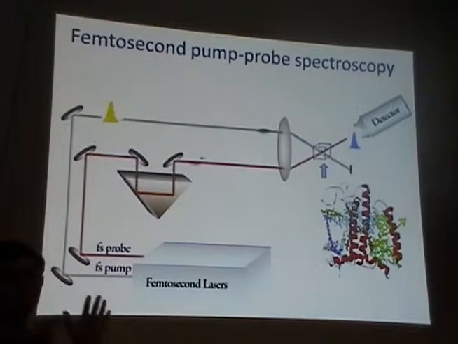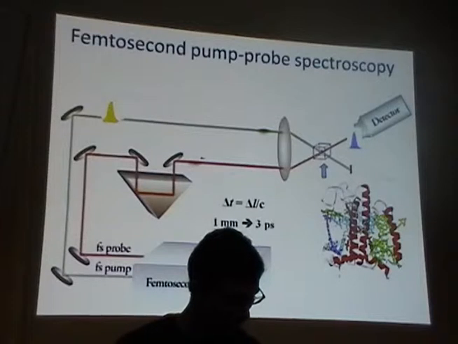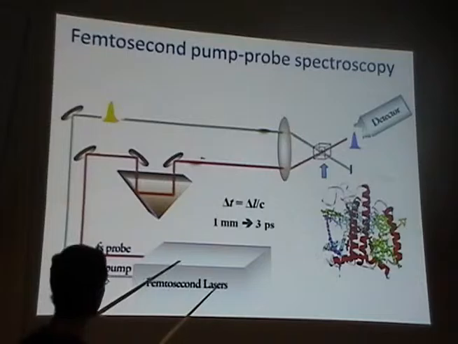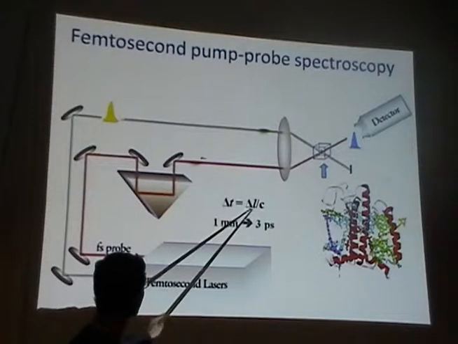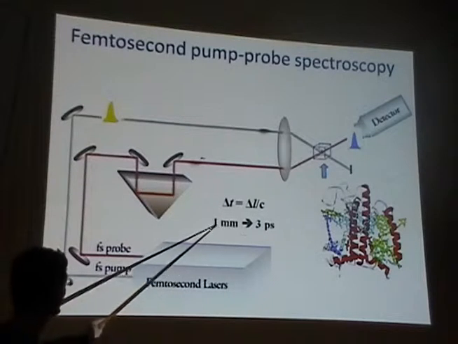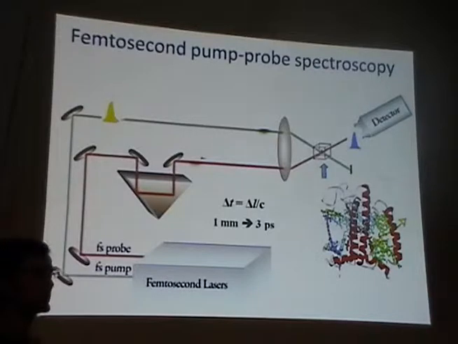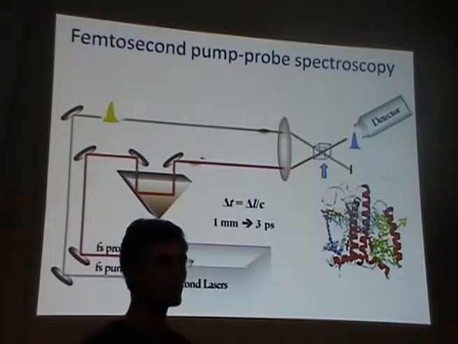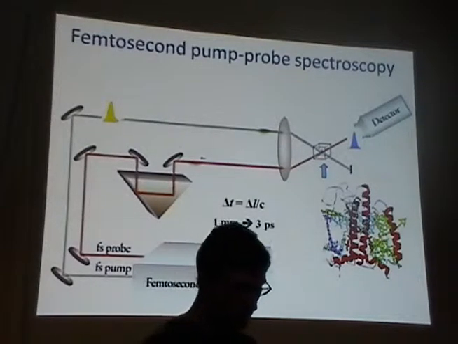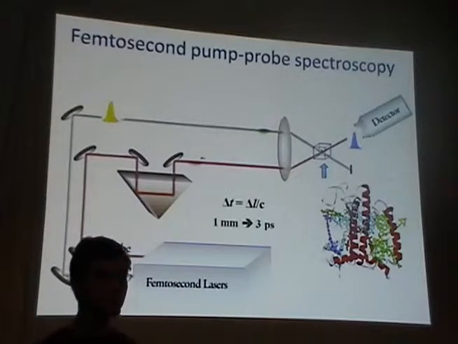So schematically, it's something like this, with the pump and the probe, and then you can use a whole series of different time steps, and then see after all these times how the energy dynamics has changed within the system. Okay, so of course there is a very easy relationship between the change in time and the change in distance. So 1 millimeter corresponds to a time delay of 3 picoseconds.